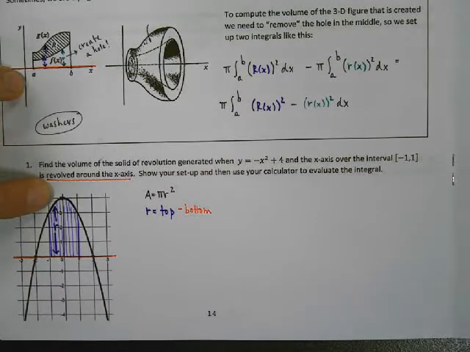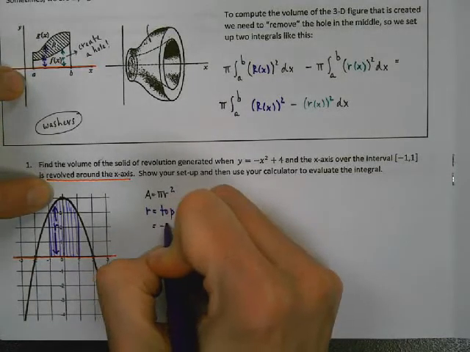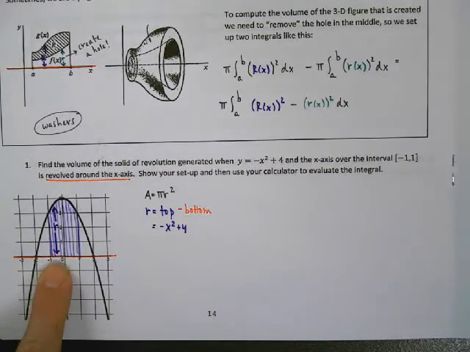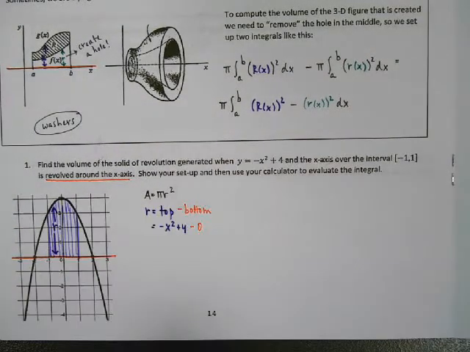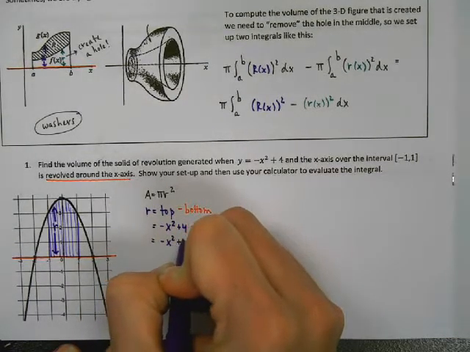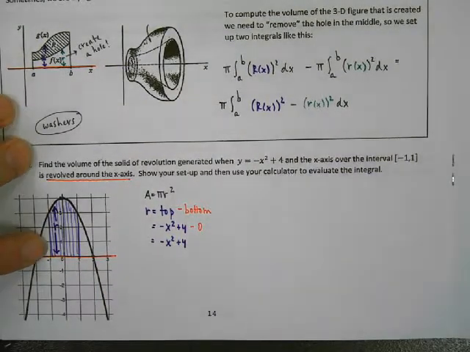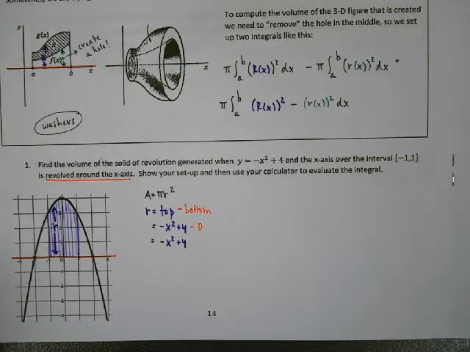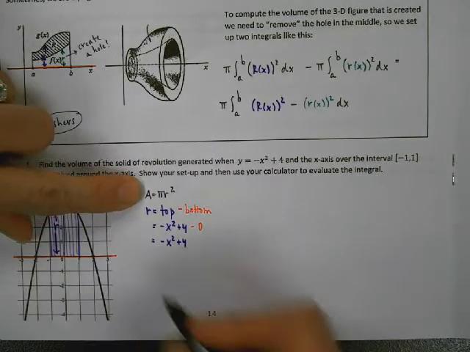Now in this case, my top is negative x squared plus 4. The bottom is just the x-axis, or y equals 0. So my radius is negative x squared plus 4, again just the distance between the top and the bottom. So now I've got my radius, and now I can use my volume, again, to add up these areas.